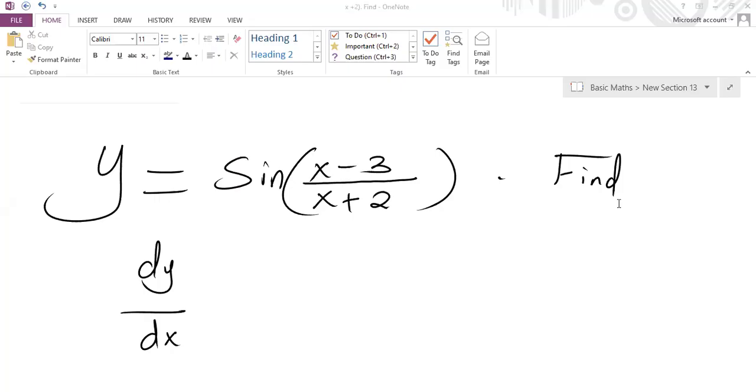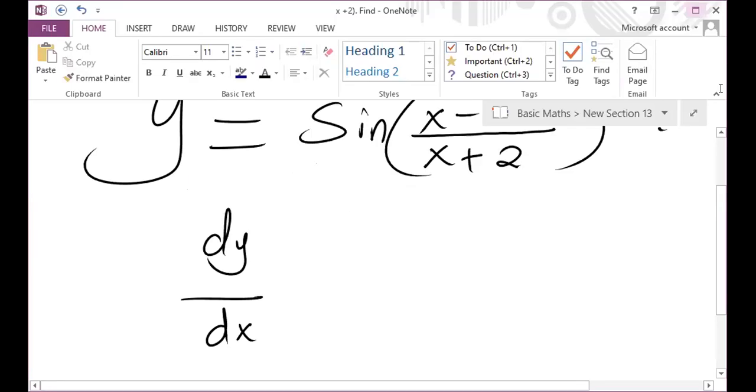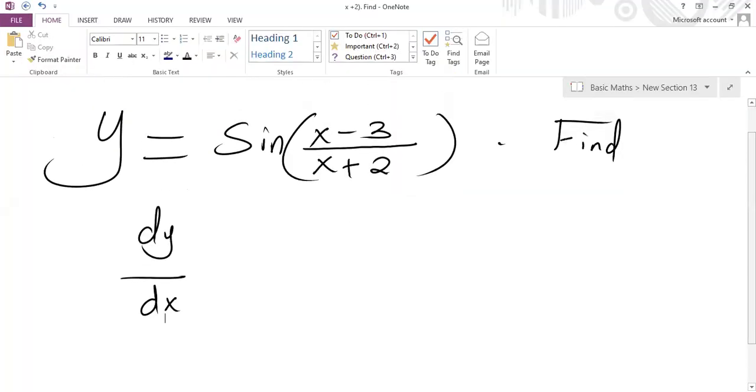Hello guys, so I'd like us to look at how to differentiate this function here. y is equal to sine of (x minus 3) over (x plus 2). Now, what is most important is for us to be able to identify which method of differentiation we are going to use. As you can see here, this is a sine function, and inside it we have an algebraic function. So obviously we're going to use chain rule.